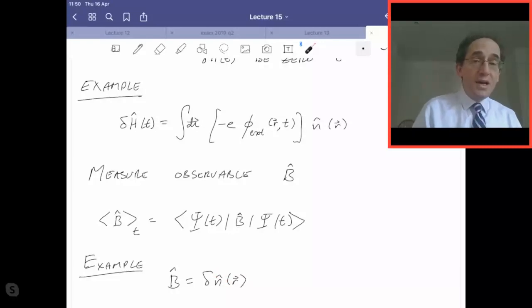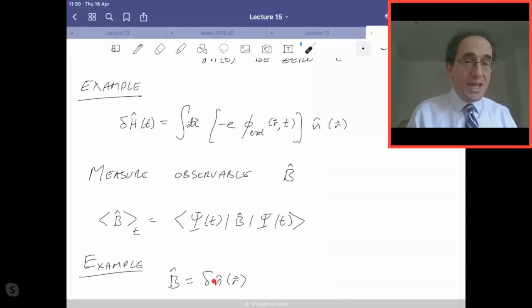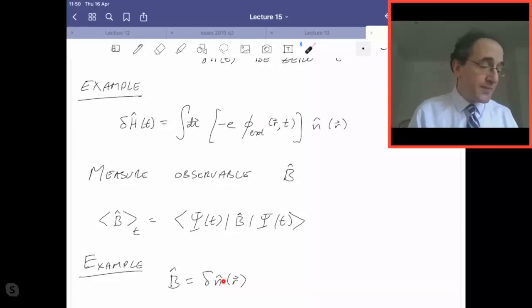And it gets a little confusing because the external potential is coupled to the density, and then we're going to measure the density later. But you can imagine that you perturb the system with an external potential, and you measure some other operator, like maybe the spin or something like that. And that would be something we could calculate as well.